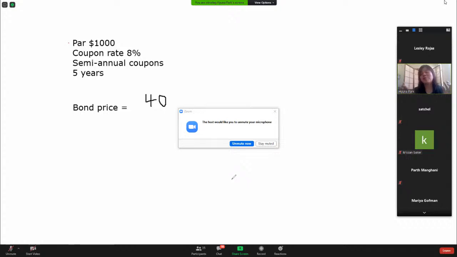Because the coupon rate is the annual coupon divided by the par value of $1,000. That's 8%, which means $80 is the annual coupon, but this bond pays semi-annual coupons. So $40 every 6 months makes $80 per year. What's the second payment this investor will get? Another 40. Yes, good.